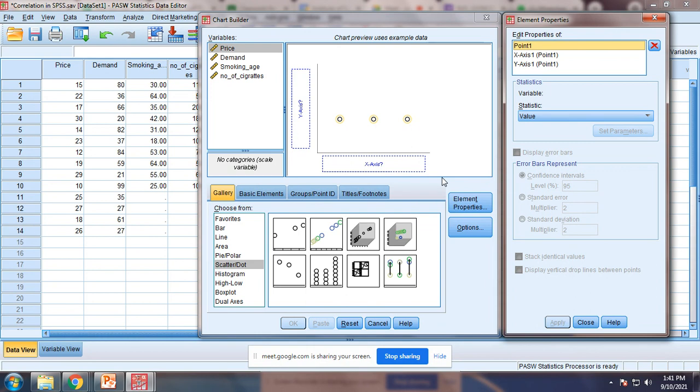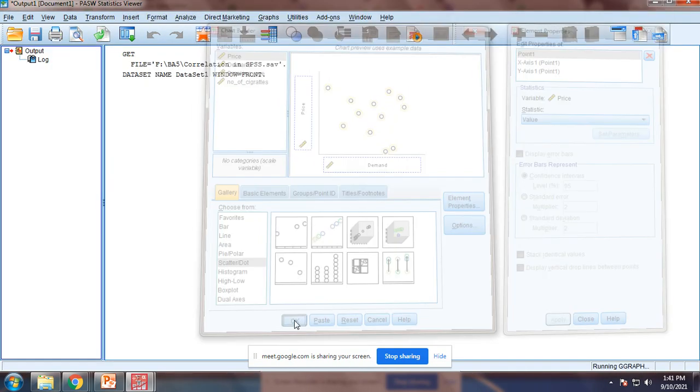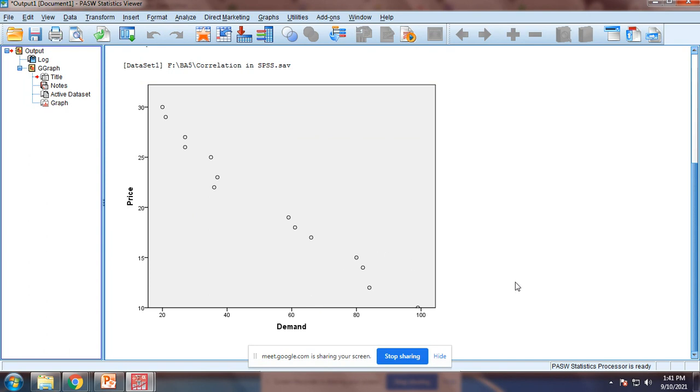Here it doesn't matter which is your x or y variable. Drag and drop your price and demand: demand on the x axis, price on the y axis. Click on OK. You get the graph in your output window. This is your scatter plot.